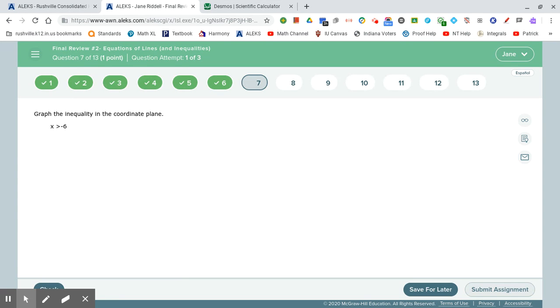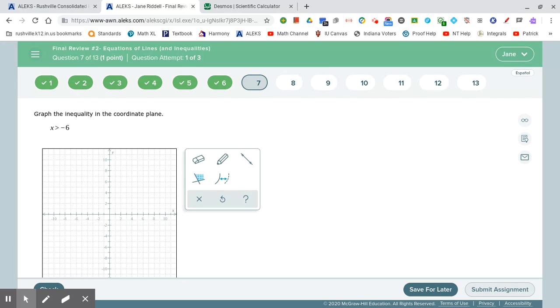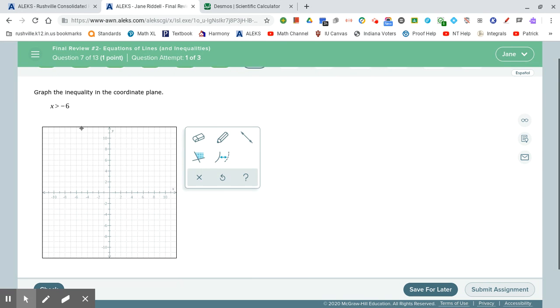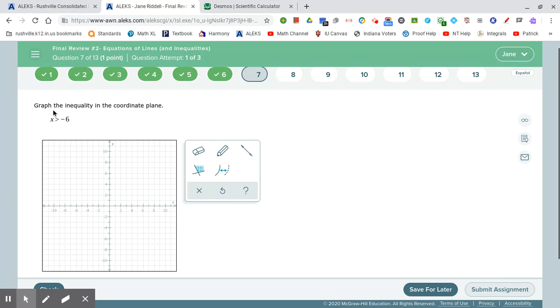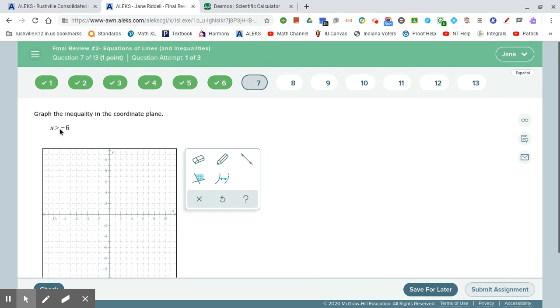Question number 7, we're going to get into inequalities now. Okay, so question number 7, very similar to question number 6, only instead of having x equals a number, I have x is greater than a number. All right, so similarly, I'm going to get my line tool, and at negative 6, I'm going to plot a point, and then I'm going to go vertically up or down to another point at negative 6, because I'm only going to go through x at negative 6.